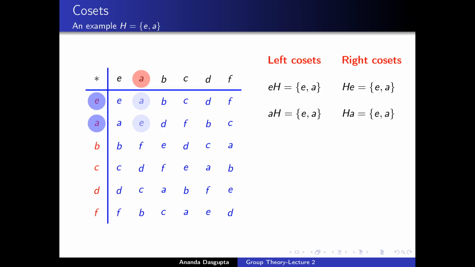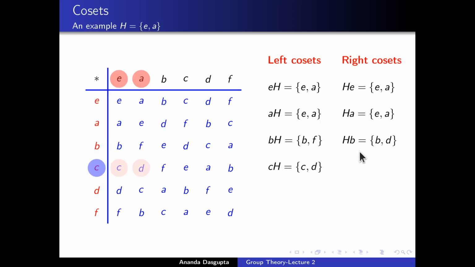Well, things get a bit less trivial if you look at cosets of elements other than those which already belong to the subgroup. So, for example, if you take the element small b, the left coset here is simply bf. The right coset is bd. Notice that here the left and right cosets are different. Well, ch will give you cd, hc will give you cf.